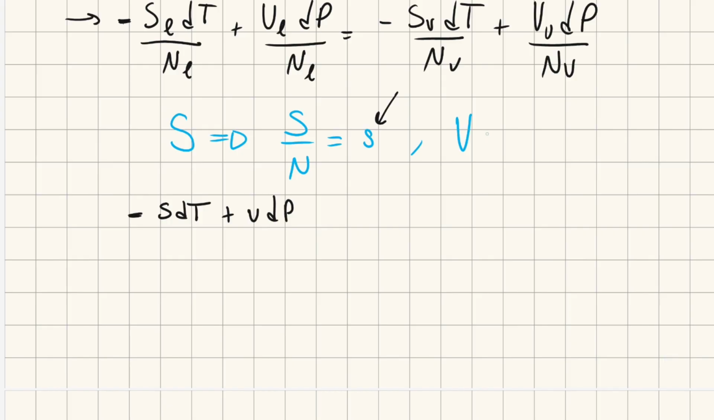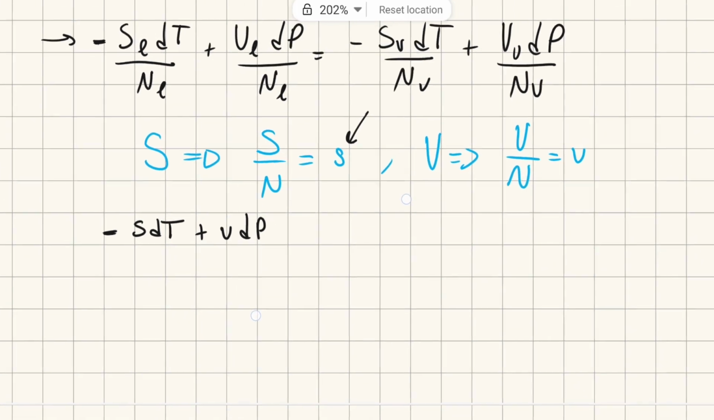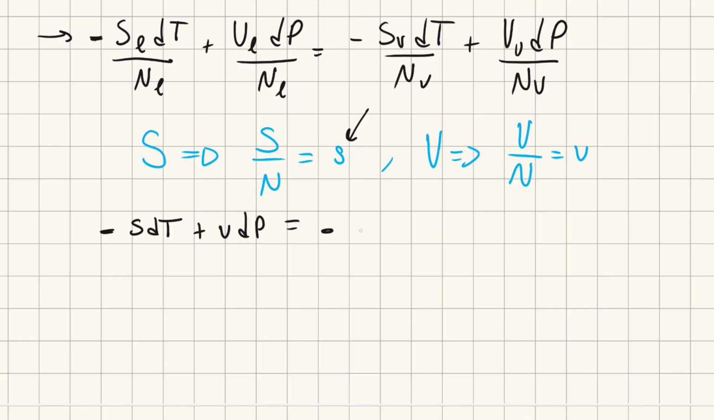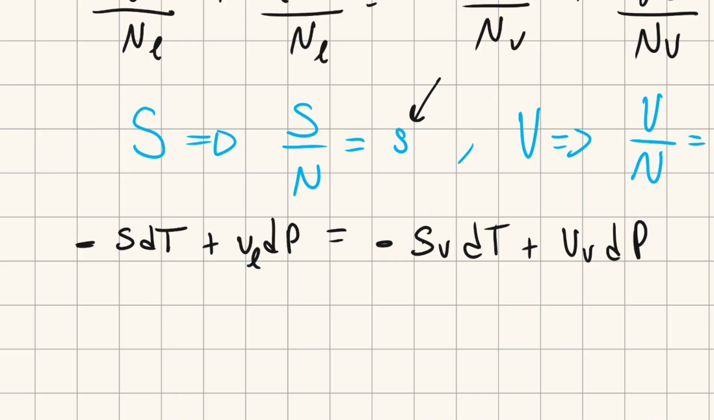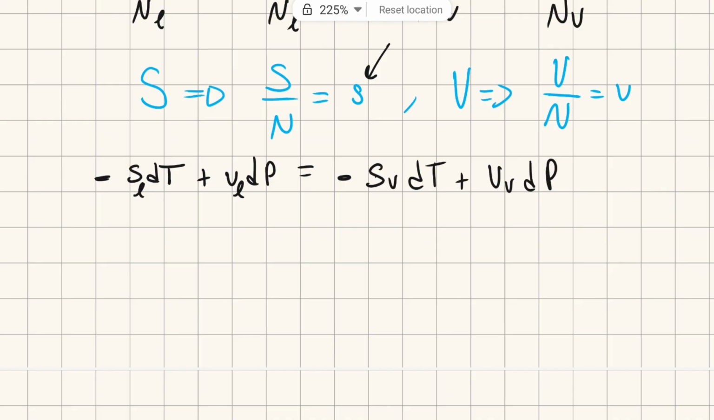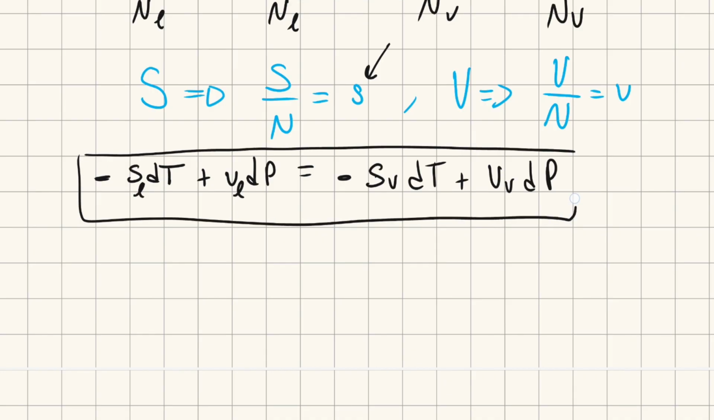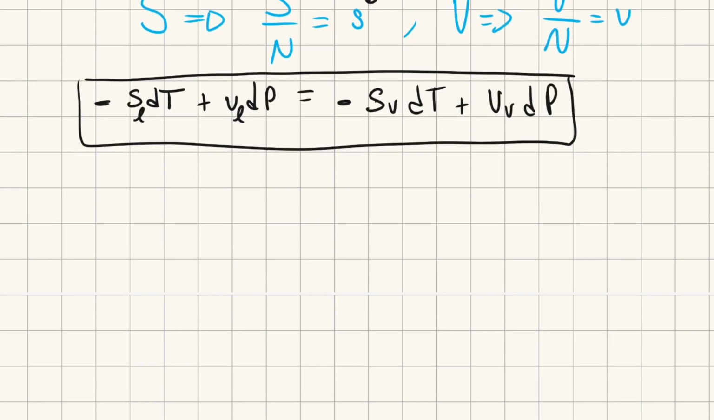We know that the volume can be seen as V divided by N, just as a little v, which is the volume per molecule. So this can be equal to minus little s_v dT plus little v_v dP. And let me write the indices here, this is the entropy for the liquid and the volume per molecule for the liquid.